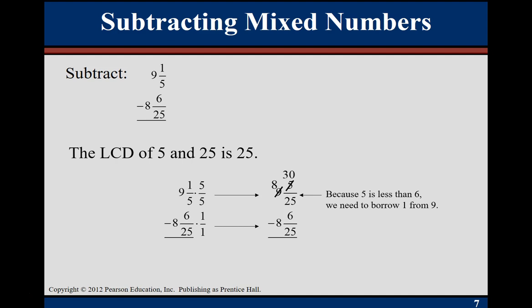A whole is 25 things. So just like before, if I had 8 and 30 over 25, I could change just the 30 over 25 to 1 and 5/25. That's where this 1 got taken off that 9. You're always only going to borrow a group of 1. Just add the denominator to that top fraction. Now I can subtract. 30 minus 6 is going to be 24. And 8 minus 8 is 0.